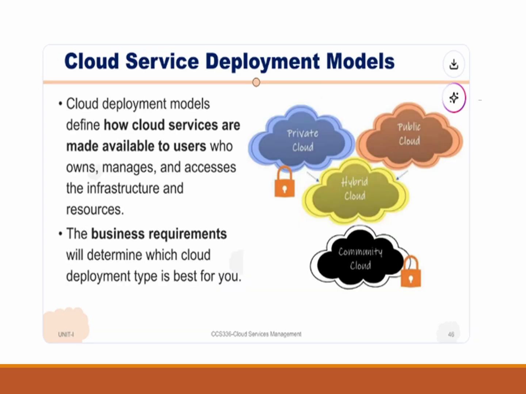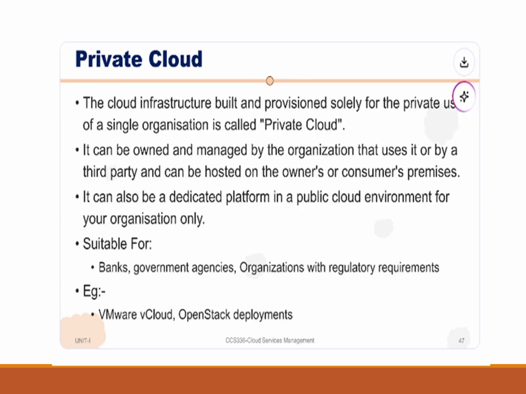Next, we are going to see cloud service deployment models. The cloud deployment model defines how cloud services are made available to users, and who owns, manages, and accesses the infrastructure and resources. The business requirement will determine which cloud deployment type is best for you. There are three types of cloud. First one is a private cloud.